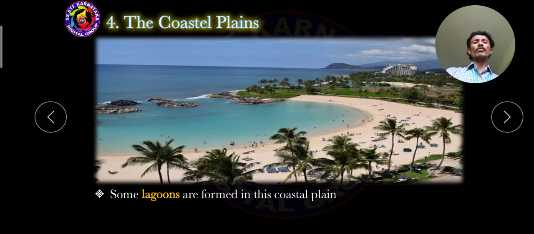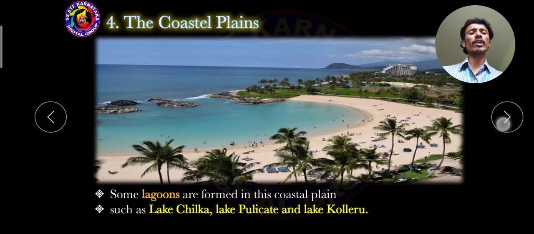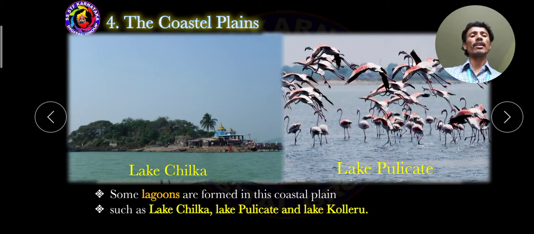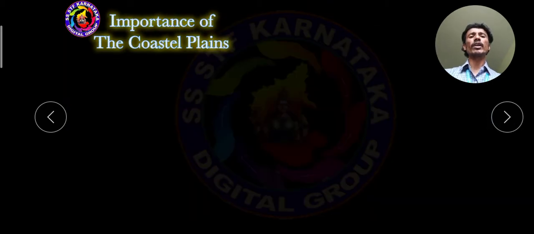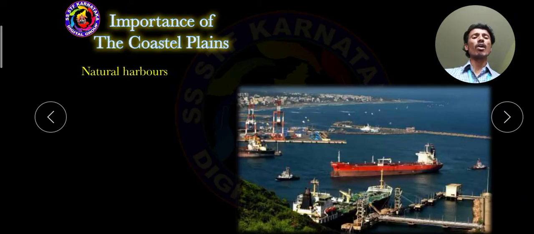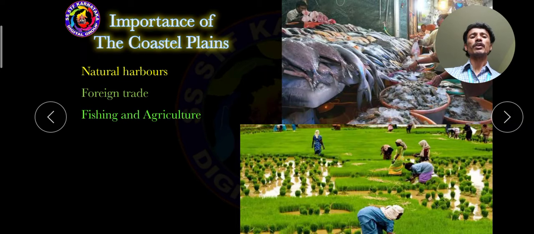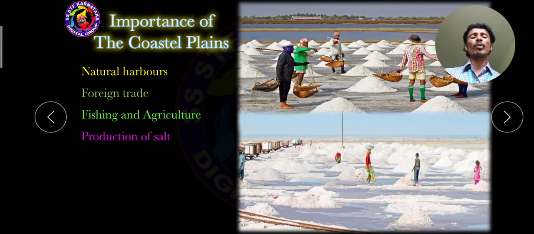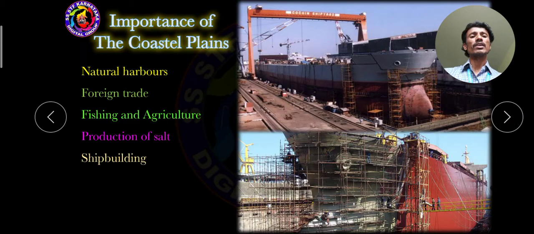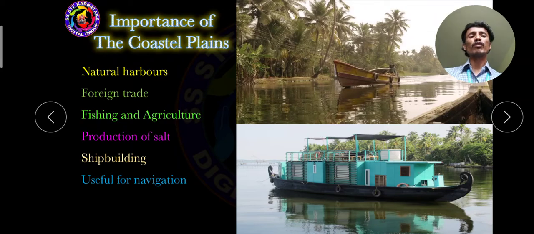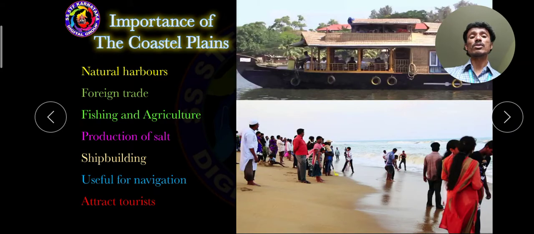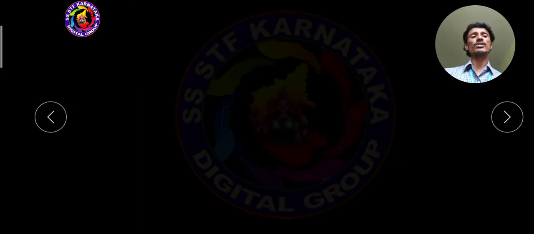And some lagoons are formed in the coastal plains. It means some of the important lakes: Lake Chilika, Lake Pulicat and Lake Kolleru. Then the importance of the coastal plains is very easy. Natural harbors where ships are sheltered. Then foreign trade purpose, very useful. Fishing and agriculture purpose, then production of salt, then shipbuilding, then useful for navigation, and these also attract tourists.